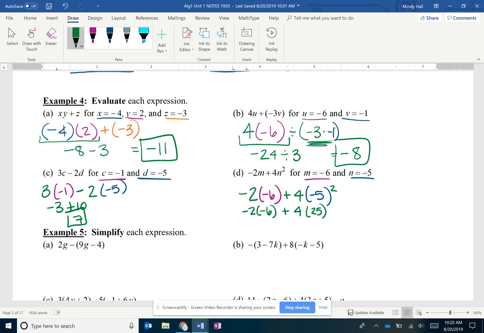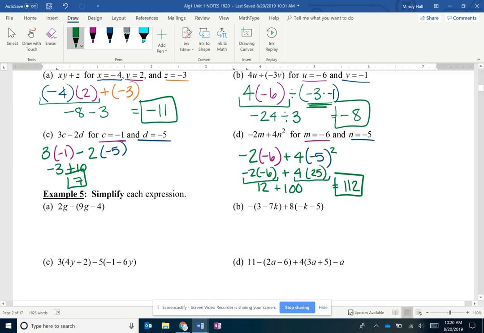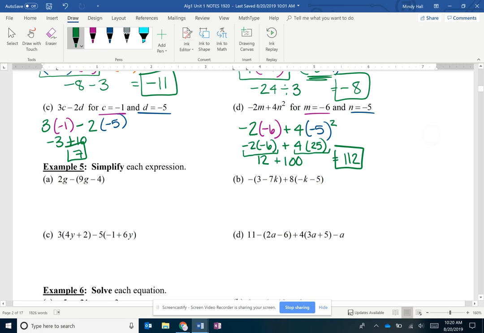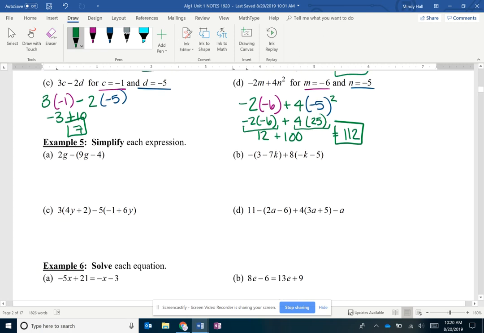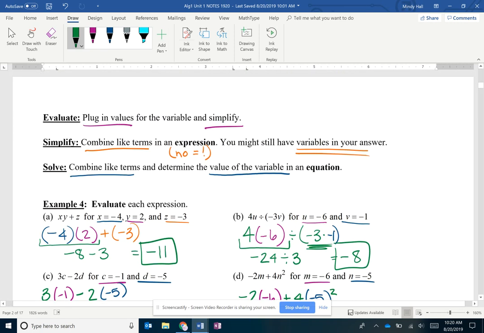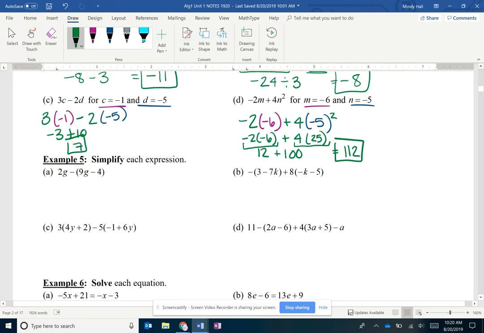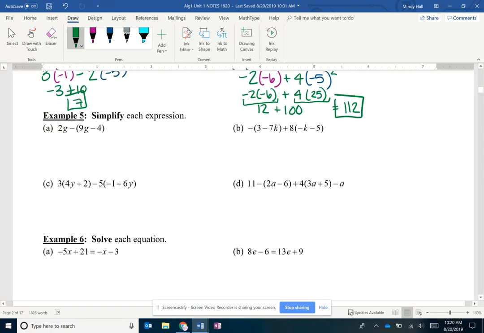So then, order of operations, we do our multiplication first. Negative 2 times negative 6 gives us positive 12. Plus, and I'm just going to go ahead and do my multiplication again. 4 times 25 is 100, which gives us 112. Okay? So now that we are getting on to simplifying, remember, simplifying means it has a variable in the answer. So coming down, we are just combining like terms.